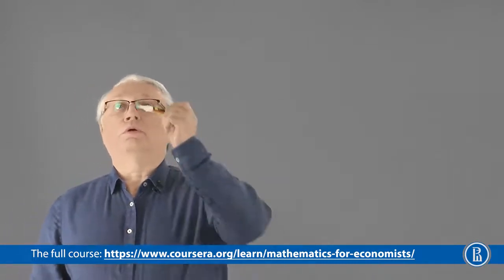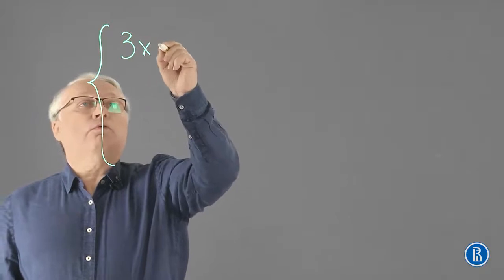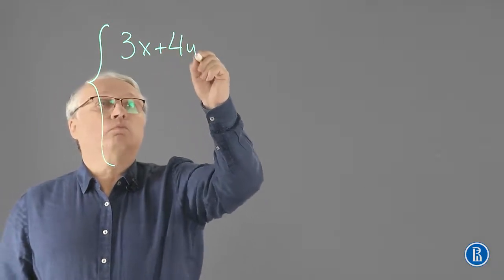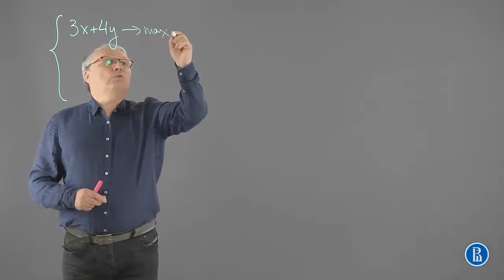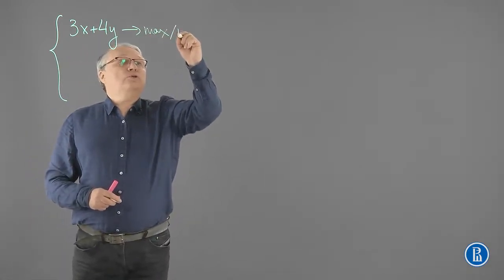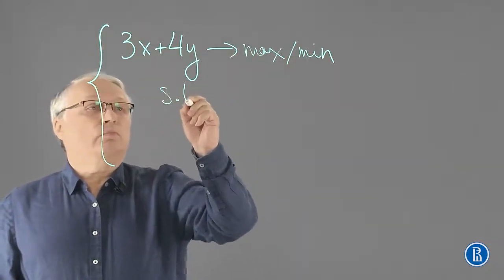We continue to study constraint optimization, and we'll begin with one more example. Let's consider a problem. Given a function, we set a problem of maximization and minimization subject to constraint.